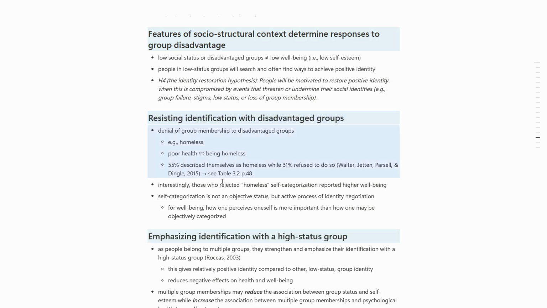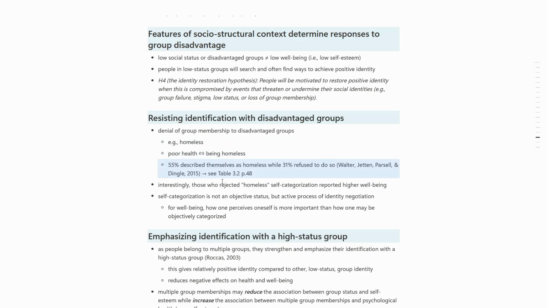So, denial of group membership to a disadvantaged group. The example given in the textbook was the homeless. Having poor health is often a cause of being homeless, and being homeless could lead to poor health. But the research found that 55% of the homeless described themselves as homeless, while 31% refused to describe themselves as homeless.